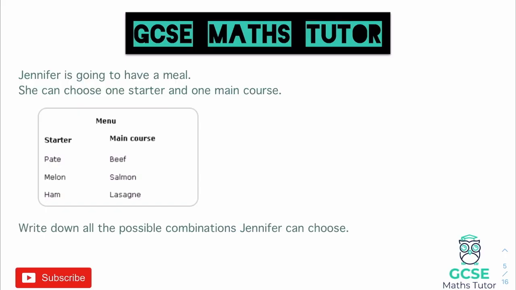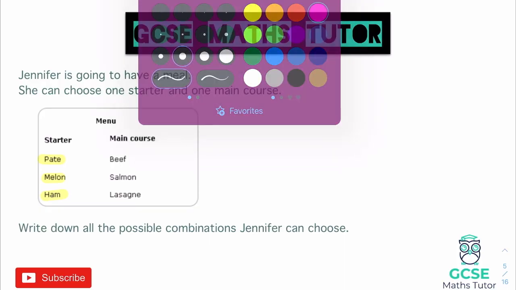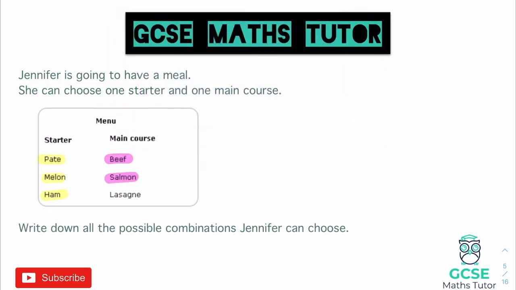Okay, so when we're looking at some systematic listing, it says here Jennifer's going to have a meal. She can choose one starter and one main course, and then we've got our 3 options for the starter: pate, melon or ham. And for the main course, let's just highlight that in a different colour, we've got beef, salmon or lasagna. So it says write down all the possible combinations Jennifer can choose.